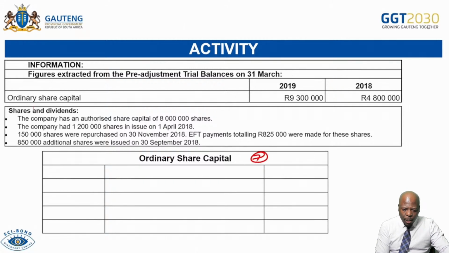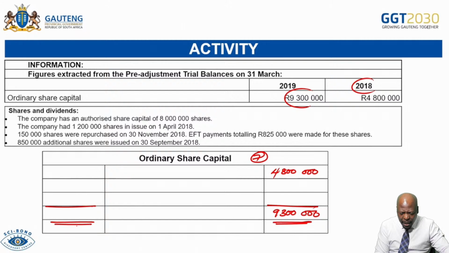It says ordinary share capital at the beginning, that's 4.8 million. So I'll just come here. Here's my 4.8 million over there like that. And then I know that my balance at the end is 9.3 million. So I'm coming here, 9.3 million like that. Here's my line, double lines.